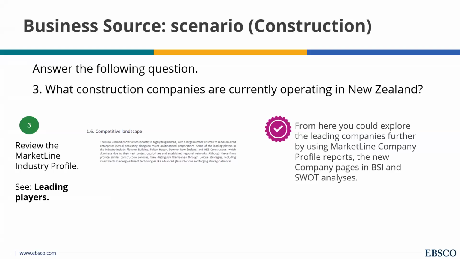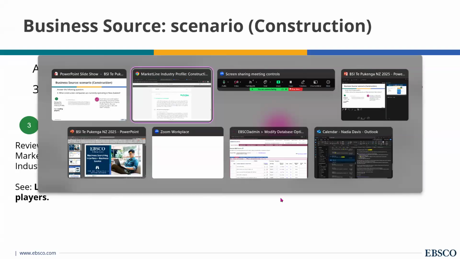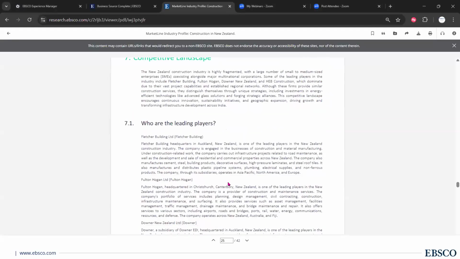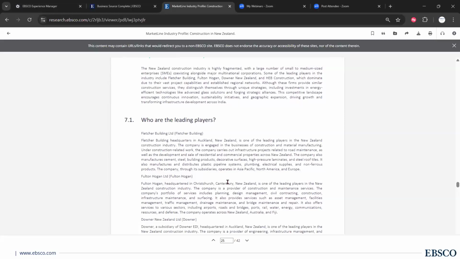Okay, so the third question we're going to answer for Jim is what construction companies are currently operating in New Zealand? So we've just seen that there is a section in the industry profile that talks about the competitive landscape and it tells us who the leading players are. So we have Fletcher Building Limited.